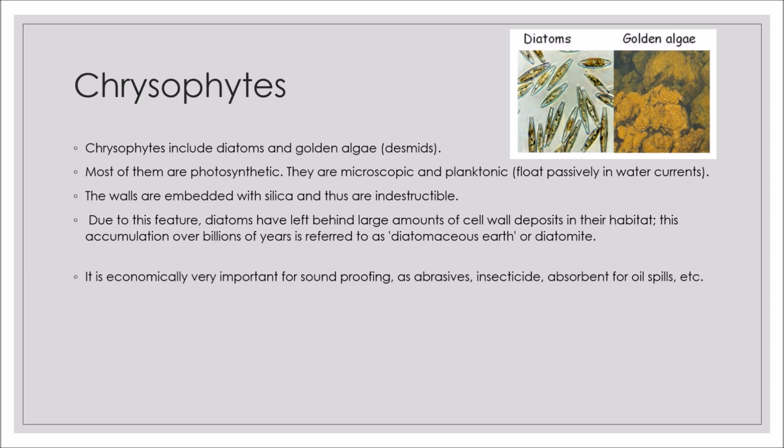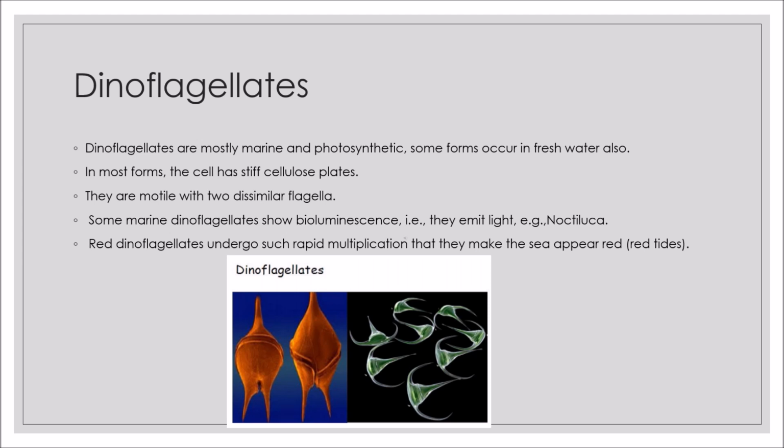Next is dinoflagellates. These dinoflagellates are mostly present in marine water and they are photosynthetic. Marine means the salt water, the sea water. They are present in marine water and have chlorophyll, so through photosynthesis they produce their own food. And some forms occur in fresh water also. So some may be present in marine water and some in fresh water.